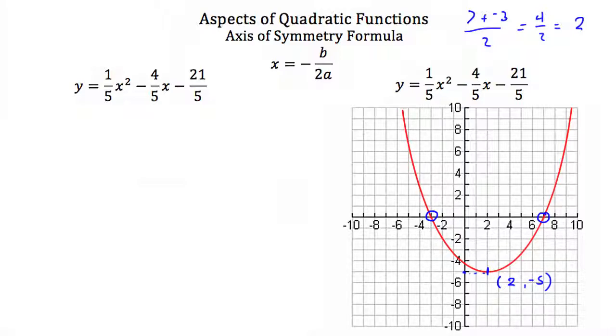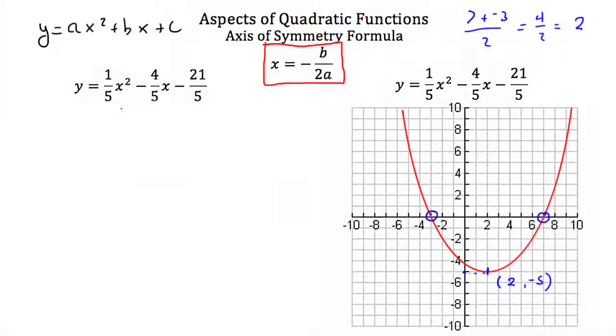But say you didn't have the graph of this equation, or you didn't want to graph this equation. Well, you could use the axis of symmetry formula to find the equation of your axis of symmetry, or find the x value of your vertex. This formula is x is equal to -b over 2a. Now this b and this a come from the standard form of a quadratic equation. The standard form is y is equal to ax squared plus bx plus c.